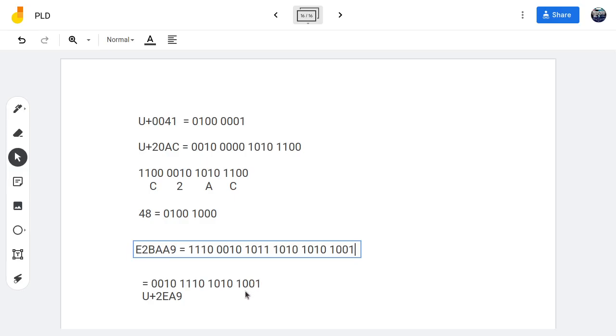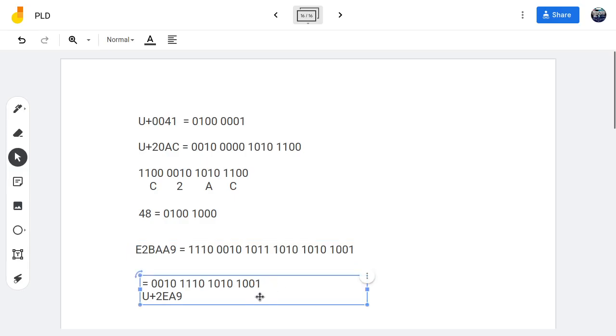Is E at 14? A, B, C, D, E, F. F is 15. So E should be 14. A is 10, B 11, C 12, D 13, E 14. I don't know.